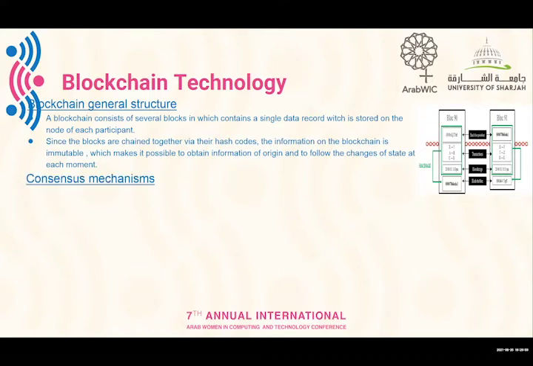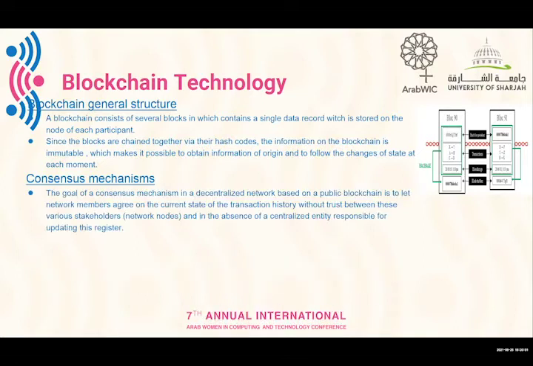The consensus mechanisms. The goal of this mechanism in the decentralized network based on public blockchain is to let network members agree on the current state of the transaction history without trust between these various stakeholders, which are the network nodes, and in the absence of a centralized entity responsible for updating this register.